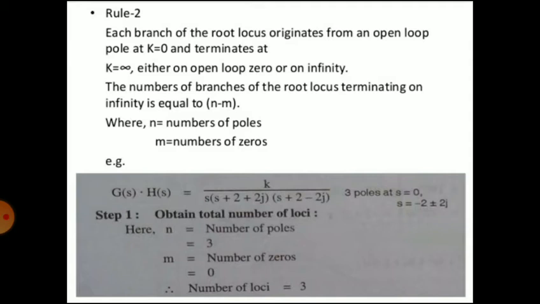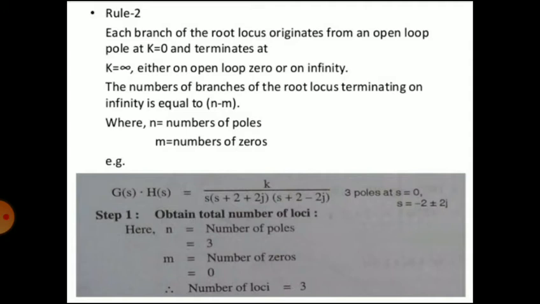In this step, you have to get the general information about the number of open loop poles, zeros, and number of branches from G(s)H(s). So G(s)H(s) will be given, and in this step you have to find out how many poles there are, how many zeros there are, and how many branches for the root locus. An example is given at the bottom.